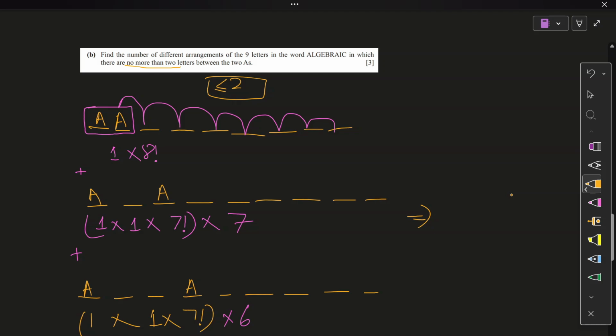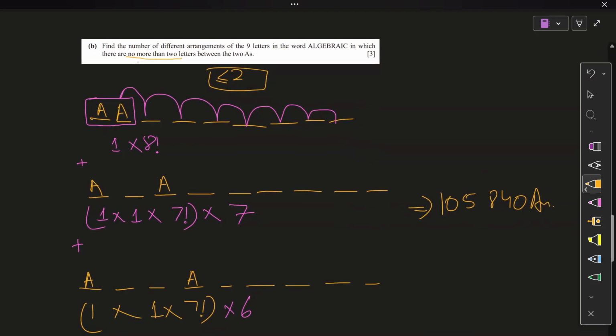So that's going to be 8 factorial plus 7 factorial into 7 plus 7 factorial into 6. So your final answer is 105,840. Answer. See, an easy part.